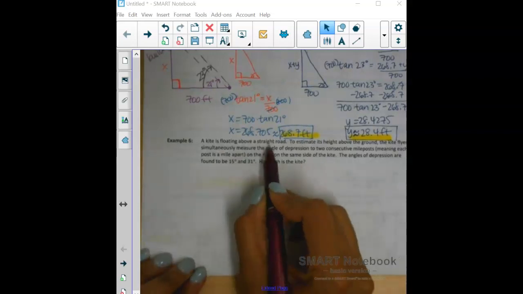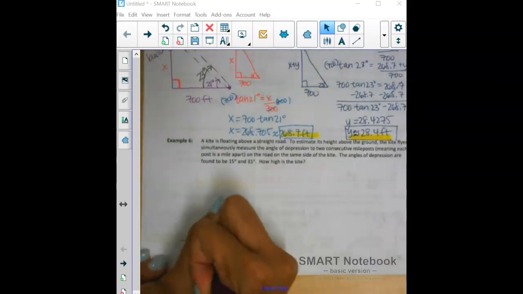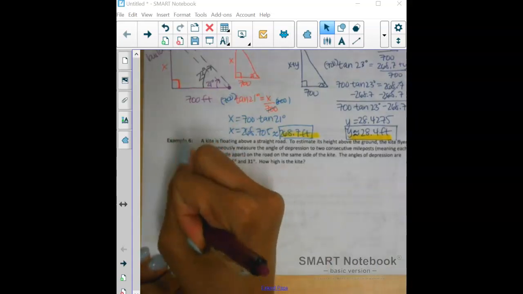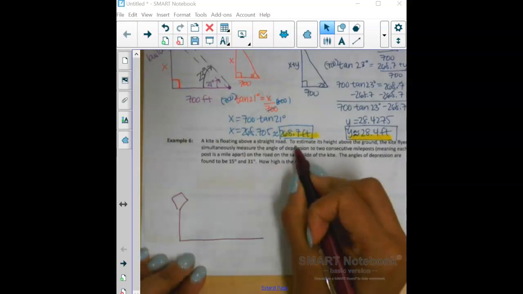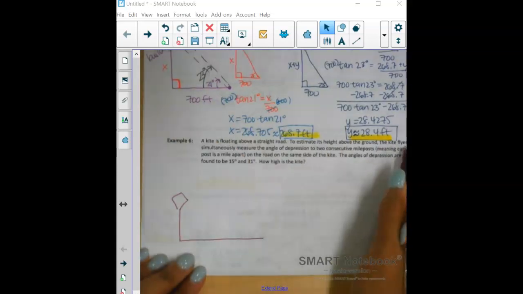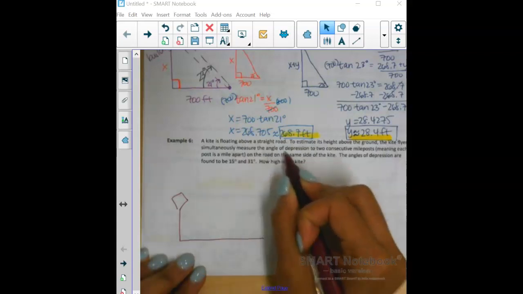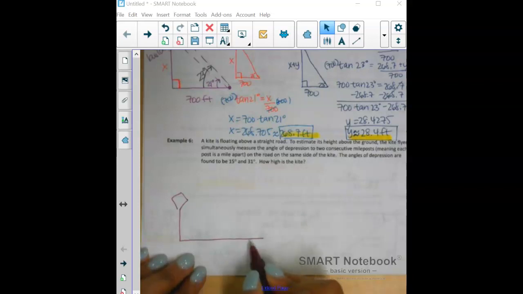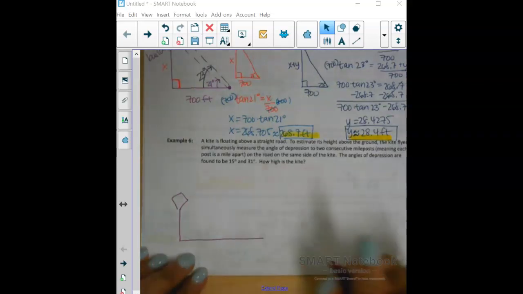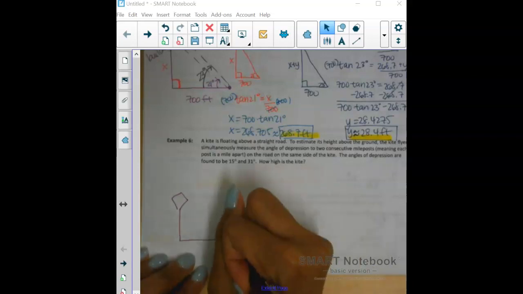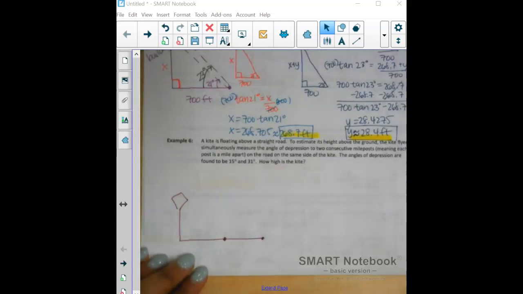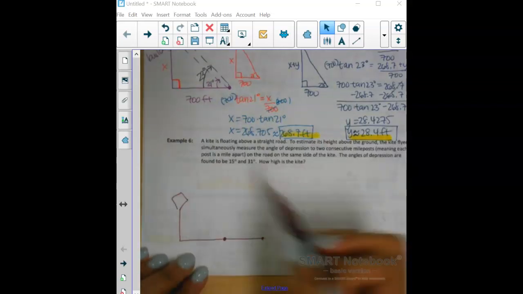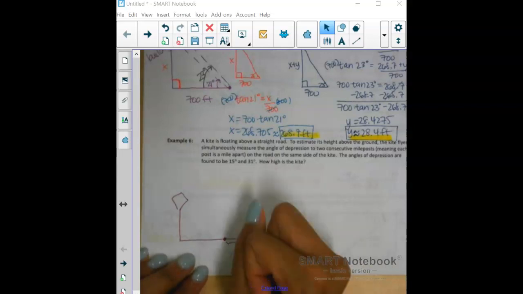A kite is floating above a straight road. So here's your road. Here's the kite. To estimate its height above the ground, the kite flyers simultaneously measure the angle of depression to 2 consecutive milestones. So that means on that same straight road, pretty much one after the other, there's 2 mileposts. Here's the first milepost, here's the second one. Simple, meaning each post is a mile apart. A mile is 1 mile. This distance is 1 mile.